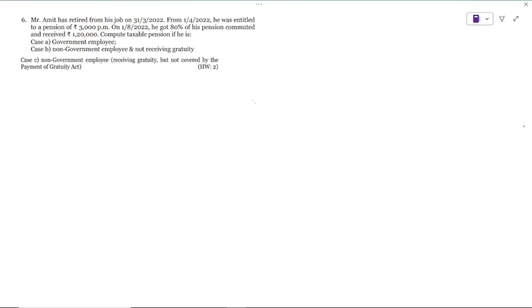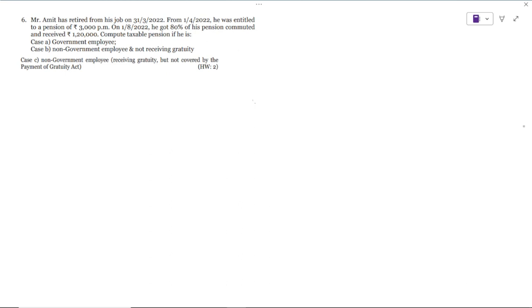And not receiving gratuity. This is the right word. You are actually covered by Gratuity Act or not covered by Gratuity Act doesn't make a difference. The only thing that makes a difference is whether you are receiving gratuity or not receiving gratuity. That makes a difference.